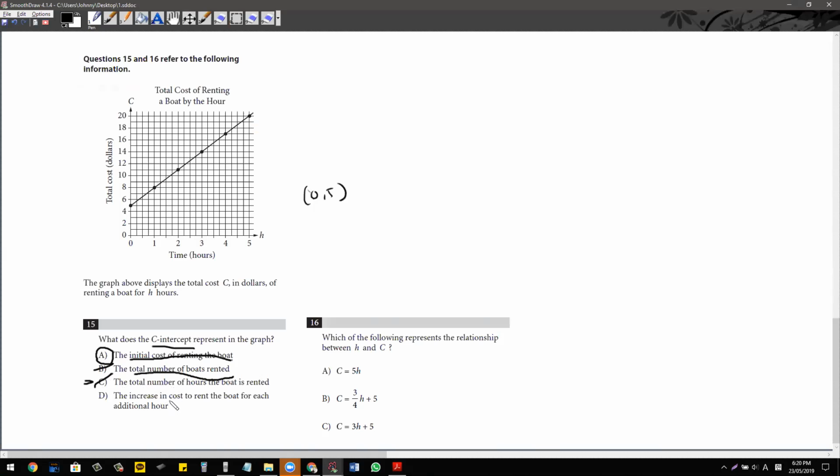And increasing the cost to rent the boat for each additional hour. So how much is that? $3. That's the gradient, isn't it? So if you borrow for 1 more hour, it increases by $3. If you borrow another hour, 8 to 11, so it's $3. That's the gradient. The y-intercept is $5, right? Therefore, what's the equation?